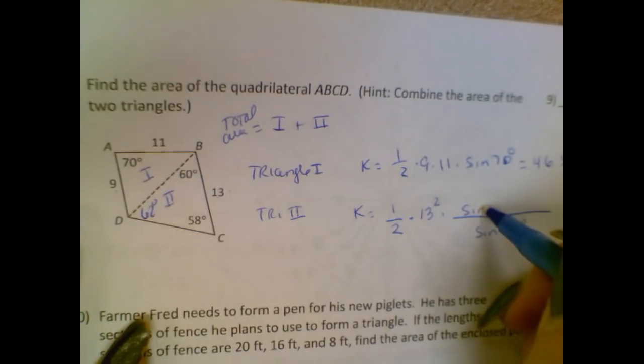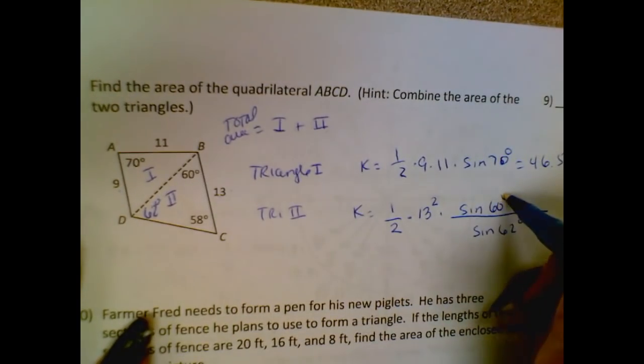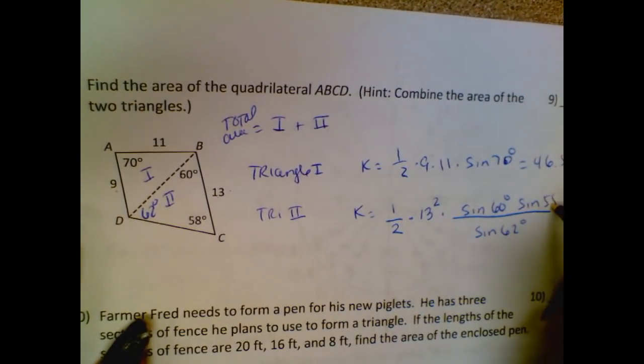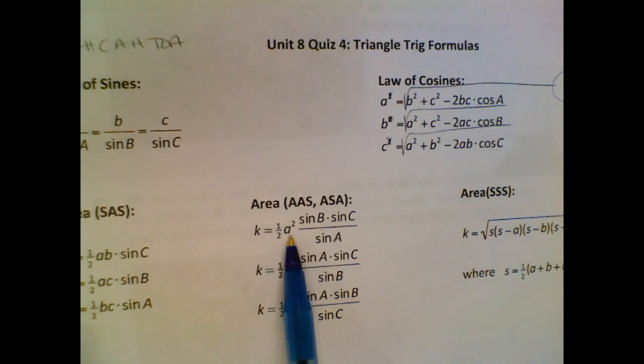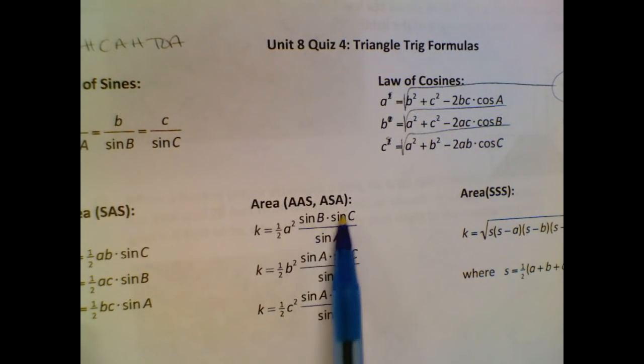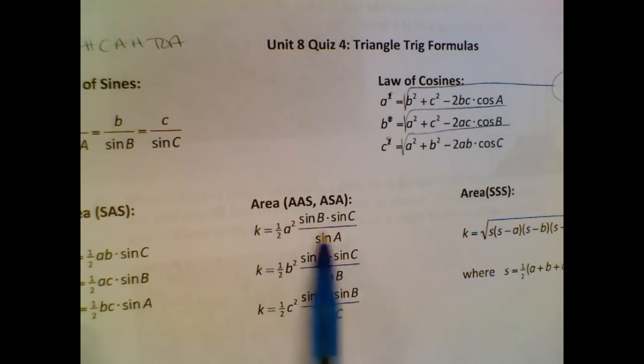And then the other 2 angles go on the top. So 60 and 58 go on the top. So that's what this problem looks like. If you're wondering what I'm doing, these are on the back. If you're given angles like this one, you do 1/2 the side squared, sine, but the angle, do you see this? The angle that you divide by is the angle across from the side that you're given. So that's the formula. That's where I got the formula.